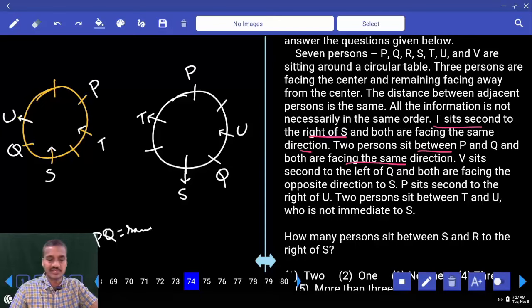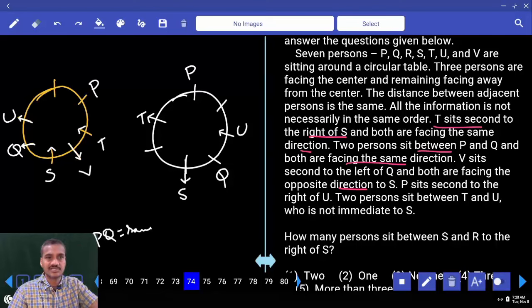And V sits second to the left of Q. V is seated second to the left of Q, and both are facing the opposite direction to S. Now in the first case, S is facing towards the center, and so Q must be away from the center. Now V and Q are facing the same direction, and at the same time both are facing opposite to S, so V must be away from the center.